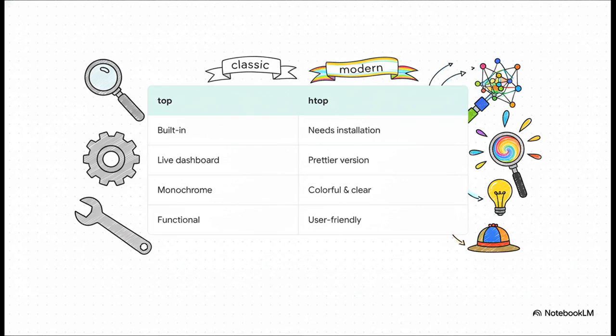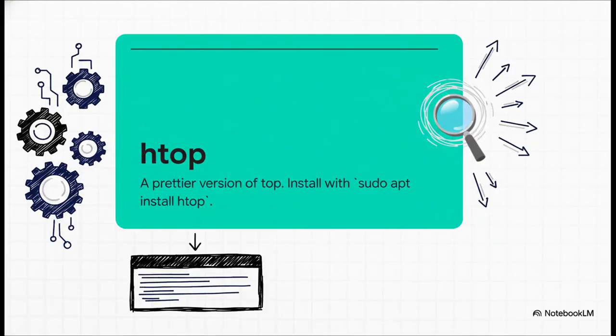But htop, that's the one we're really going to focus on. Why? Well, it's colorful, it's way clearer, and it's just so much more user-friendly. It really makes our detective work a whole lot easier. So yeah, htop is our tool of choice. Think of it as this beautiful, interactive dashboard for your system, showing you everything in real time. If you don't have it already, no big deal. Installing it is super simple. Just type this one little command into your terminal.